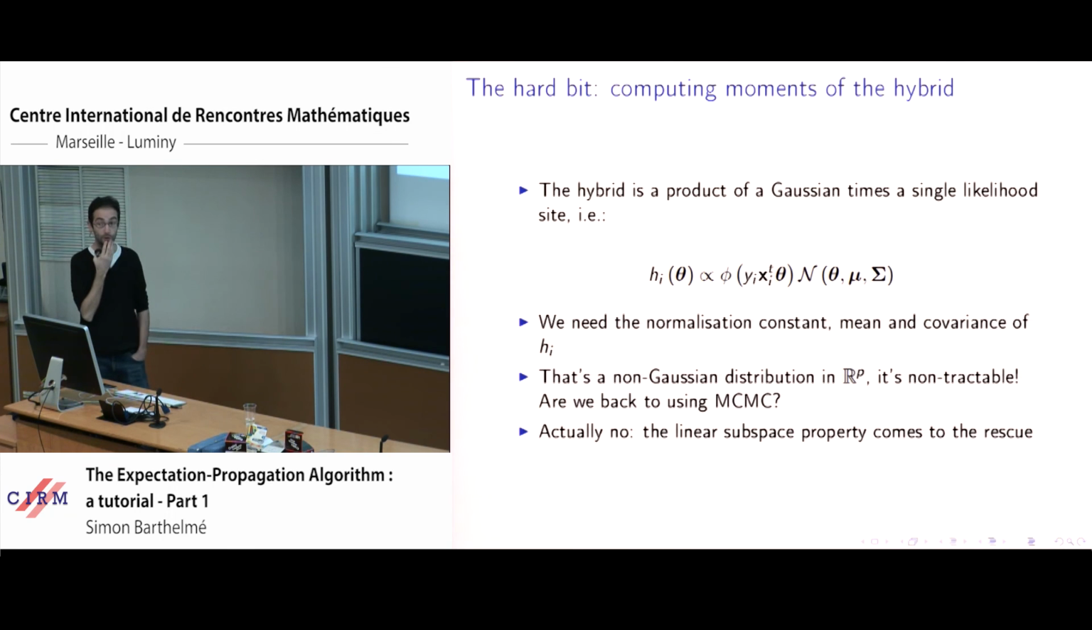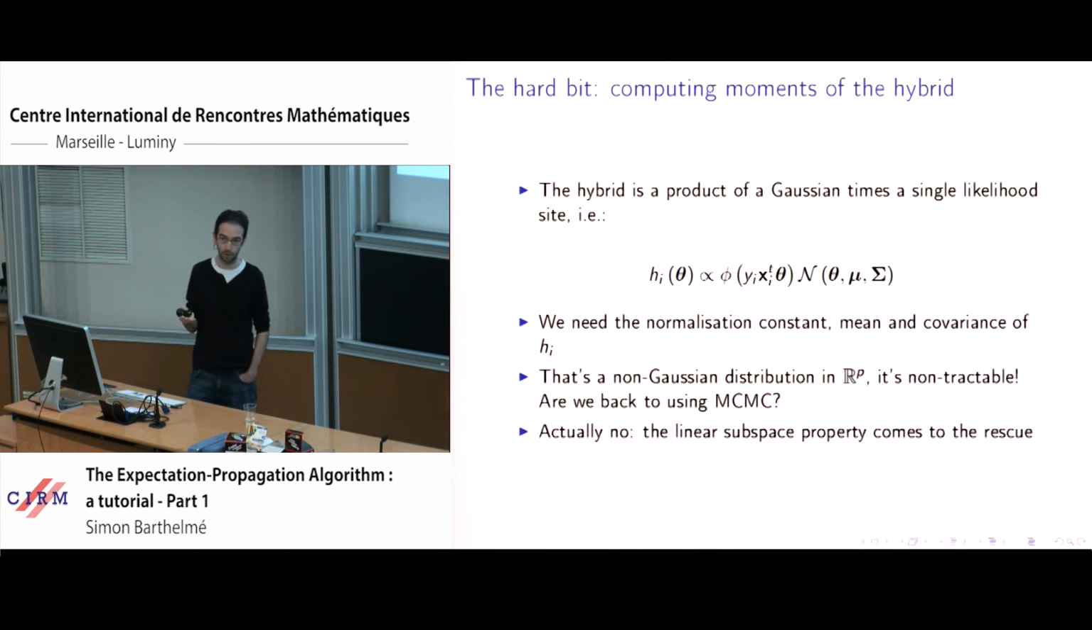So what about the hybrid, though? If you remember the hybrid, it's my cavity prior, which is Gaussian, times a likelihood site. And the likelihood site in this case is a sigmoid. So you might be saying, Simon, this is nonsense, because a Gaussian times a sigmoid is a nasty distribution. There's nothing we can do about it. But actually, it's not true.